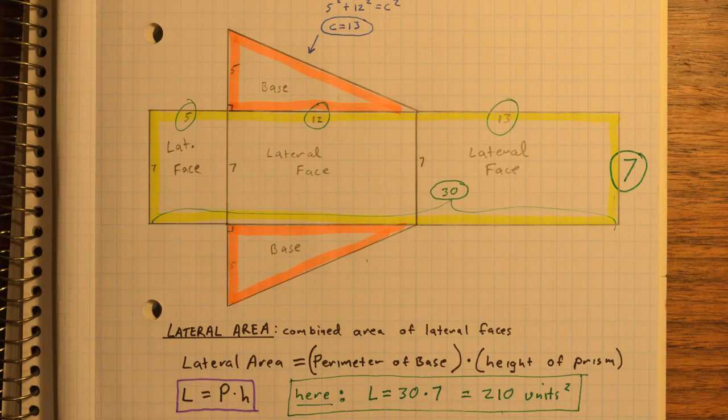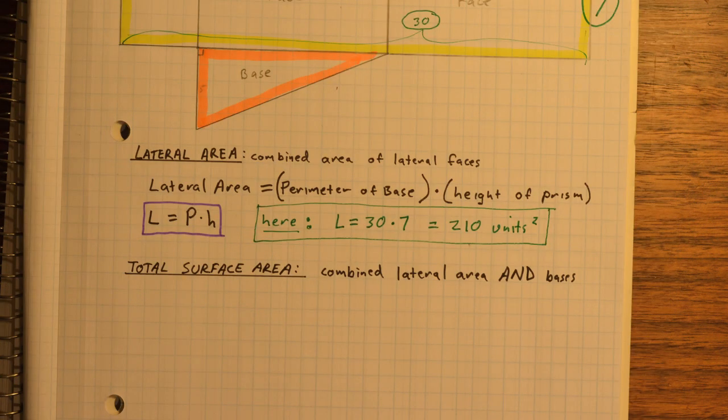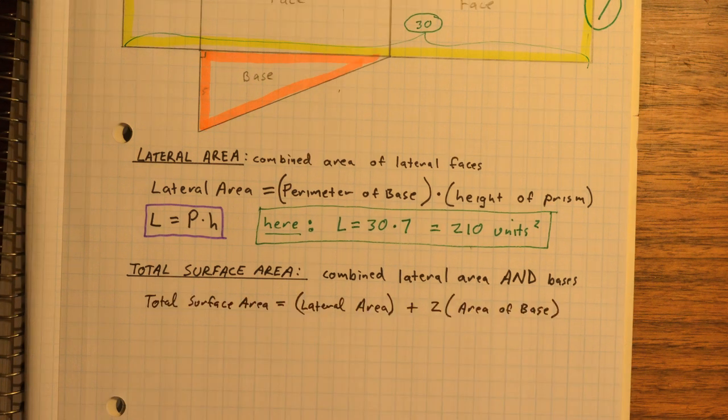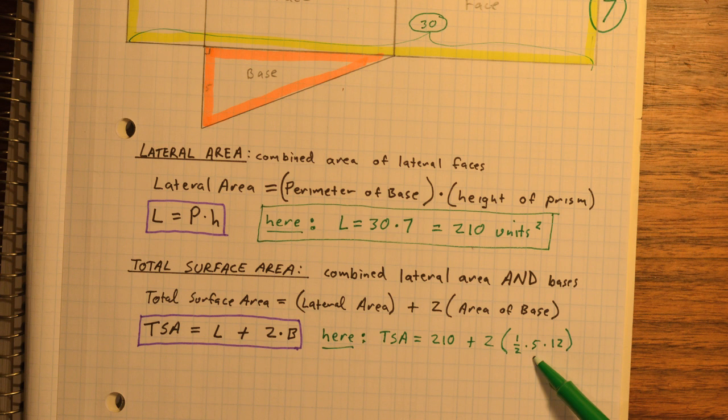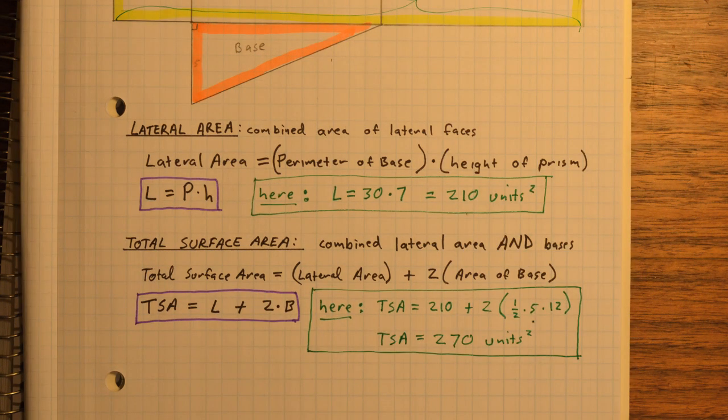Now if we want the total surface area, we have to add in the two bases. So total surface area is the combined lateral area and bases, which is lateral area plus 2 times the area of one base, or L plus 2B. So in this case, we have 210 plus 2 times the area of one of the triangles. Remember, triangle is 1/2 base times height, so half times 5 times 12 is one of the triangles. And so we have a total surface area of 270 units squared.